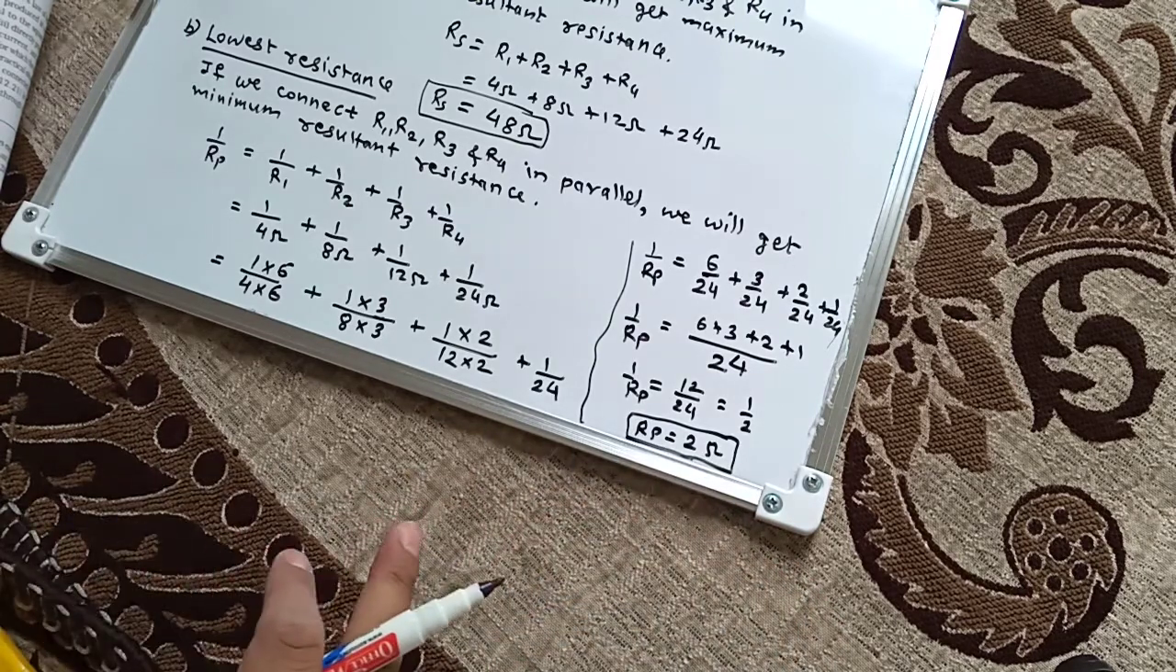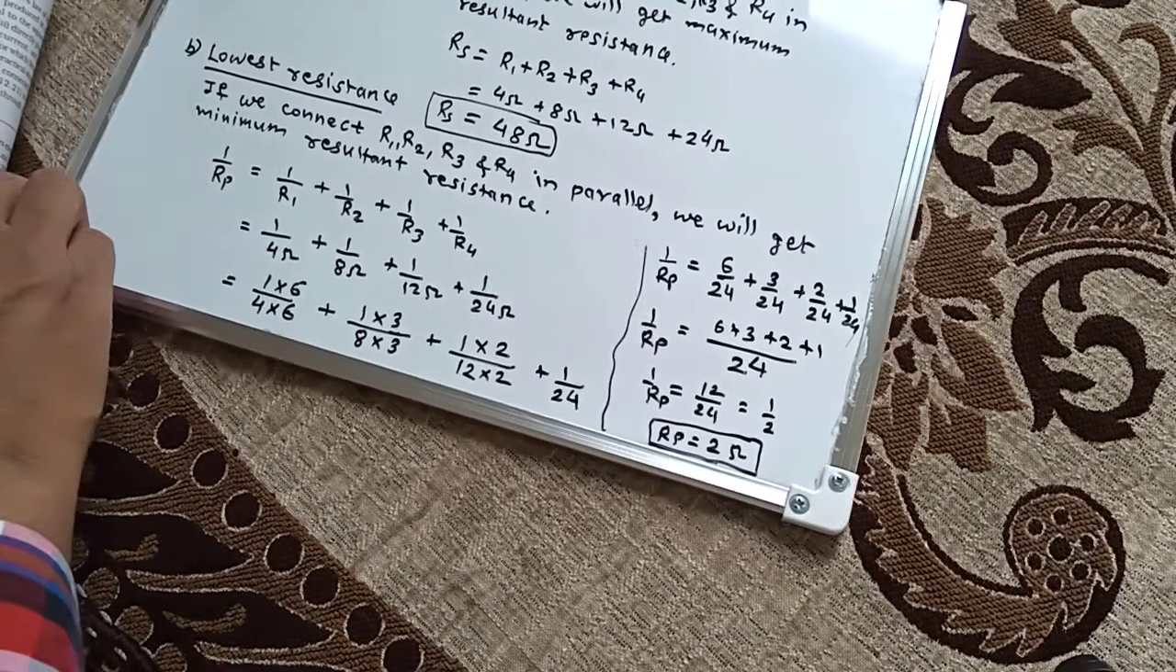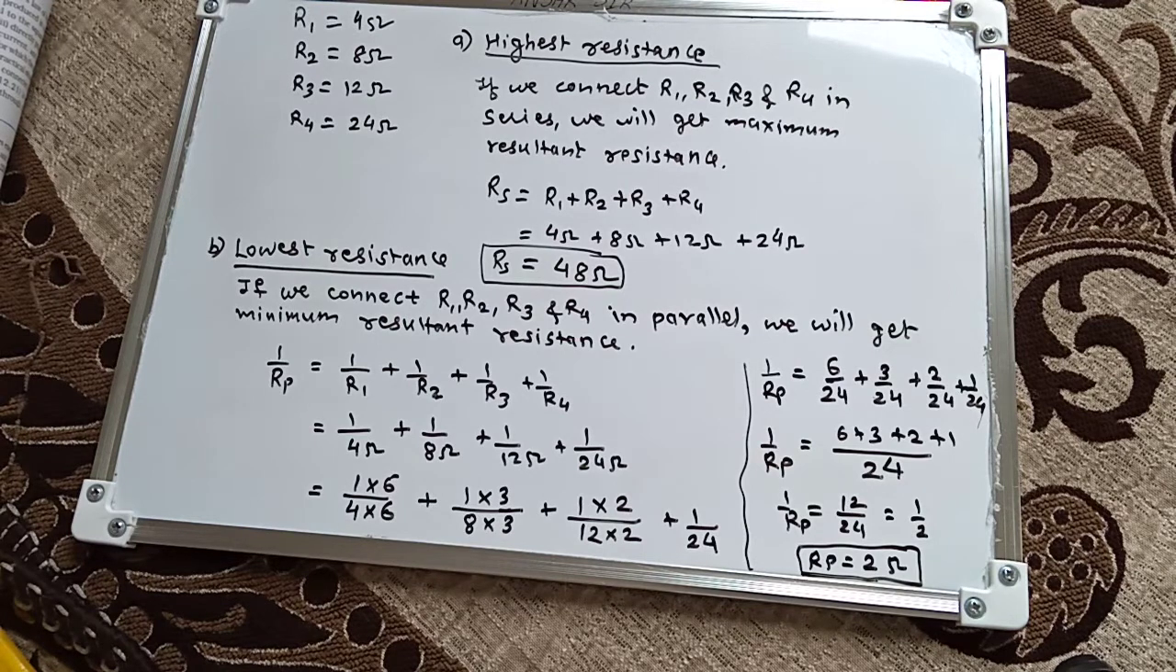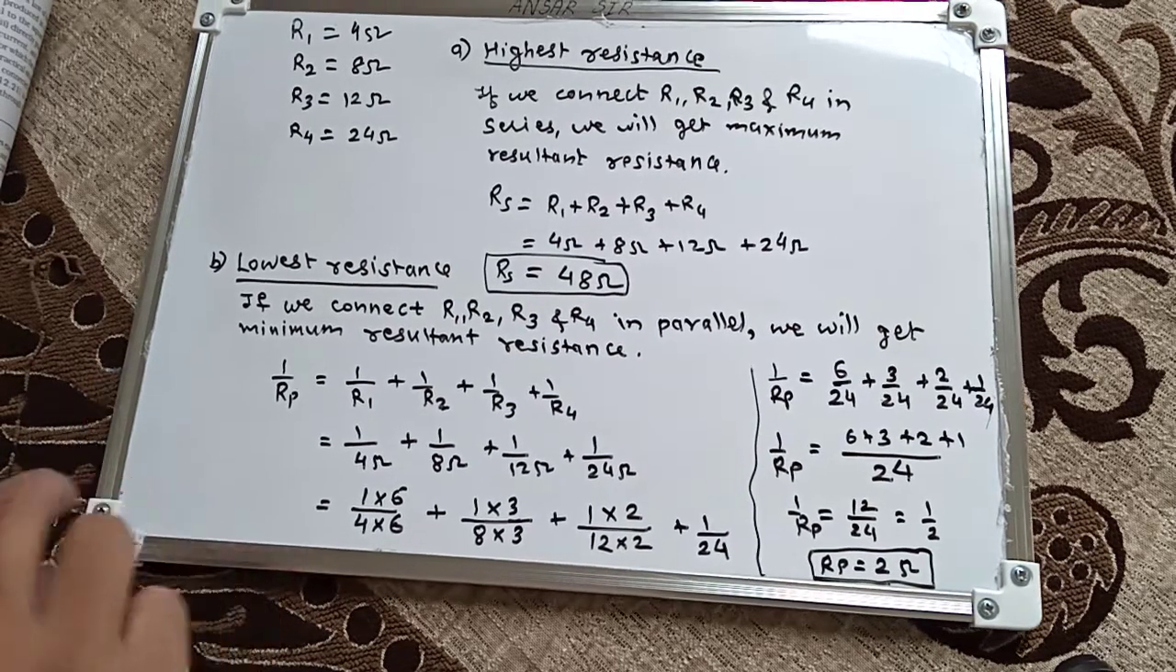Since there was less space left there in the corner, I skipped one step and I did it directly. You will try 1 upon Rp is 1 upon 2. So Rp will be 2 ohms. Okay, if we do its reciprocal, Rp will be 2 ohms. So this is our solution.